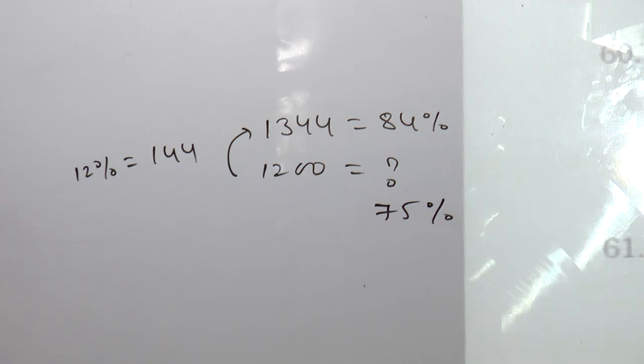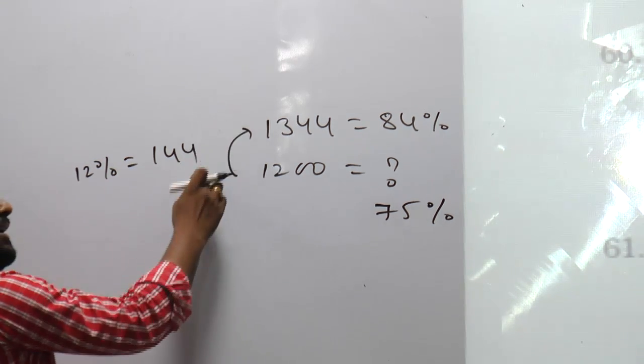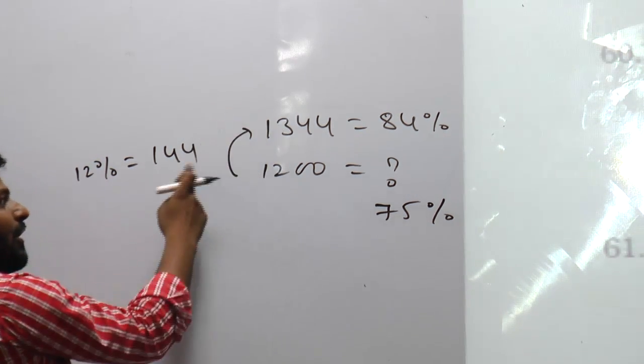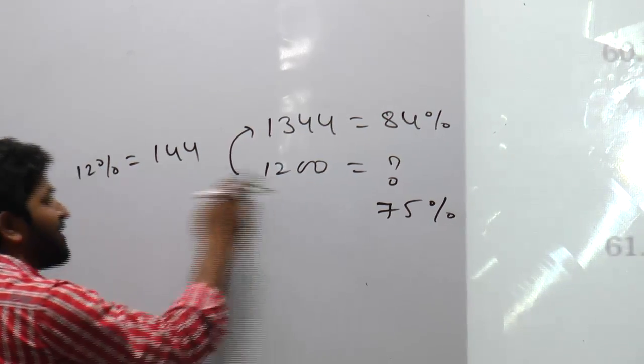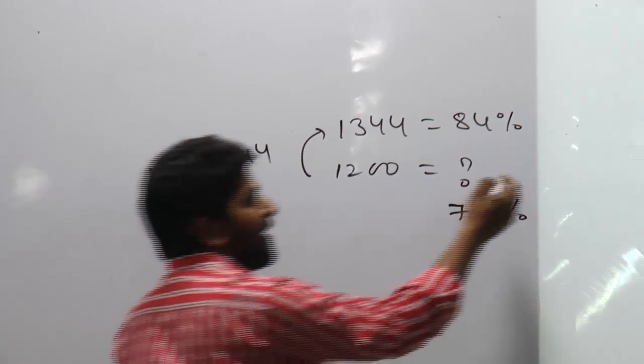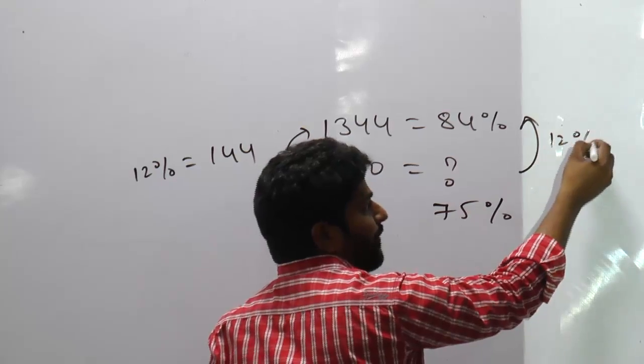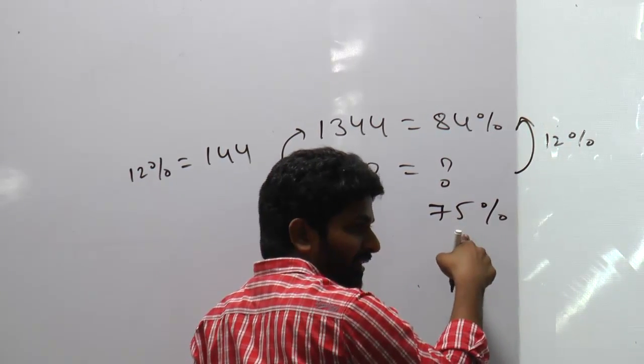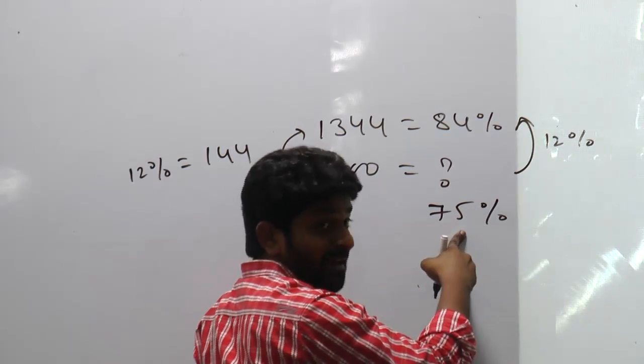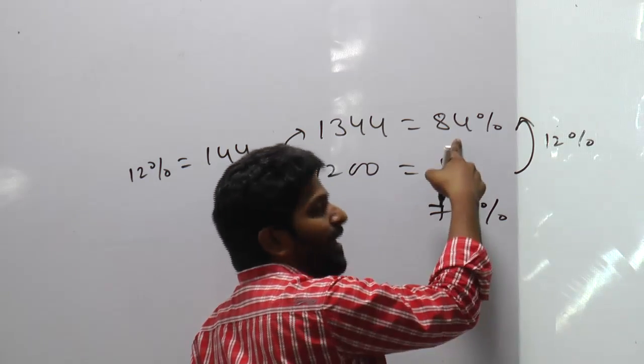Vertical comparison. On the below number, it is 144 more. 144 with respect to 1200 is 12%. So here also it should be 12% more. If you have 75 here, 12% of 75 will be 9. 75 plus 9 will be 84.